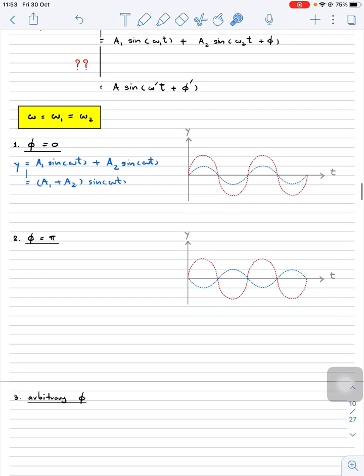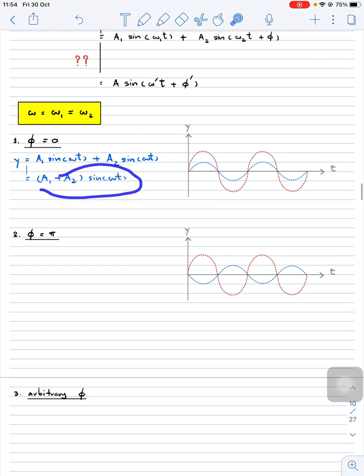So it means that for the resultant wave, this one represents the amplitude. The amplitude of the resultant wave increases. Okay, so that's what we get. The amplitude of the resultant wave increases.